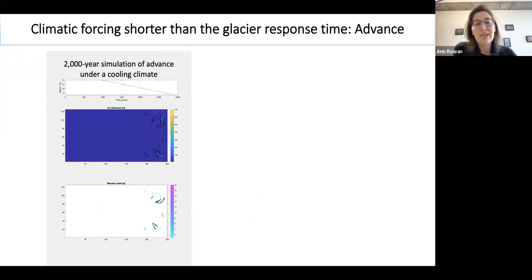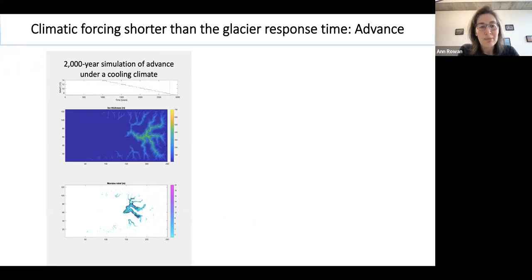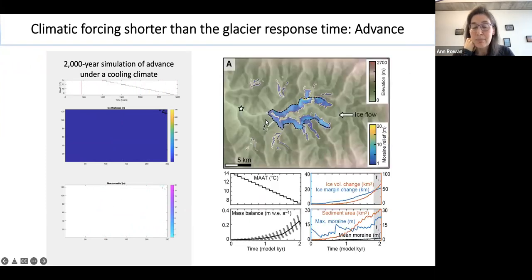So in the next two simulations, I'll show you the response time of the glacier is longer than the rate of climate change. So the glacier is always out of balance with climate. In this case, it advances. So that's the simulation running again, and it builds a moraine here, but it doesn't reach the maximum position that it would if it was in balance with climate. But it builds a significant moraine somewhat further up valley than just one moraine.